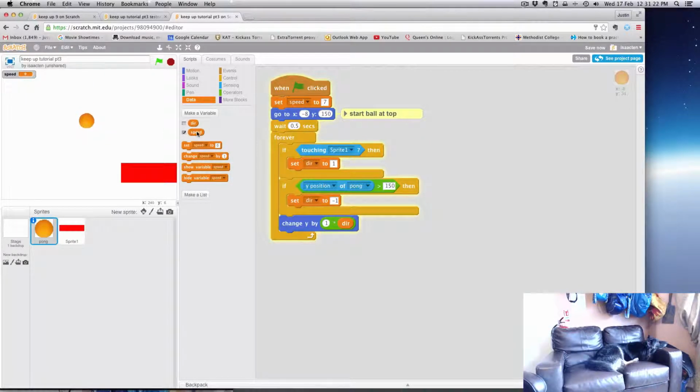Now, why don't we make a little comment? Let's show them how to do that. We'll call it set beginning speed or set initial speed or something like that. Set starts with S. Oh, there's an E in there. Set. Start. Speed. With a D.